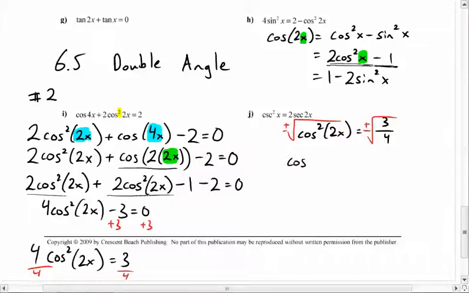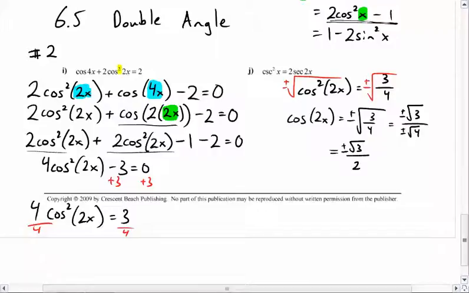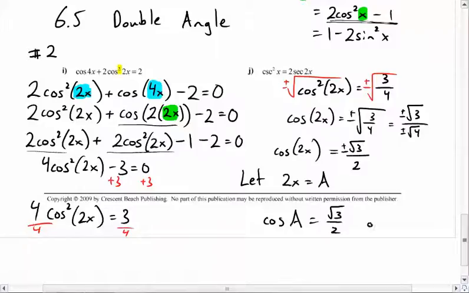So then I get cosine of 2x is positive negative root 3 over 4. And I can also put those roots onto the top and the bottom. So root 3 over root 4, or root 3 over 2. And how much better could that be? That's a special angle. So now I'm just going to do a little substitution here. I'll let 2x be angle A. So this is much easier to solve. Cosine A is root 3 over 2, or negative root 3 over 2.